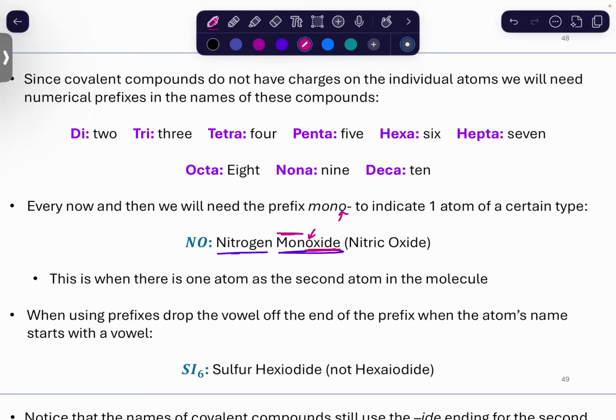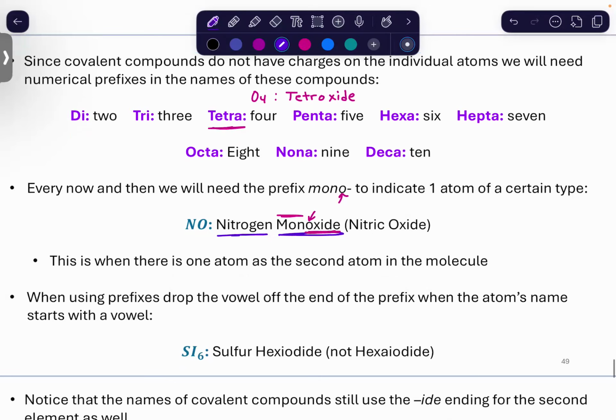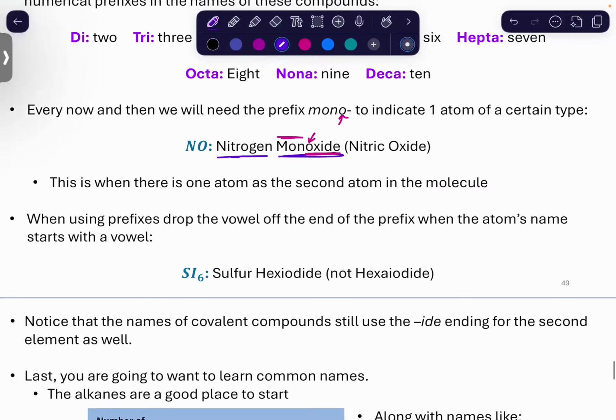So let's say you had something O4, okay? Well, that would be tetra. Tetra is 4. However, oxygen starts with a vowel, so this would be tetroxide, not tetraoxide. I wouldn't necessarily count it wrong, but you also want to make sure you're thinking about standardized exams. Standardized exams would not put tetraoxide, they would put tetroxide. That sounds very similar, but you get the point. The mono prefix we're not going to use a whole lot though.